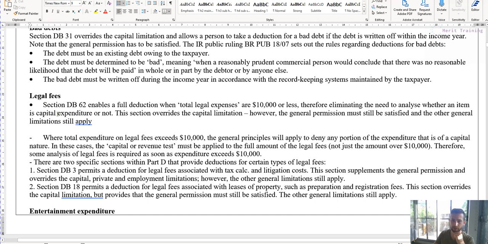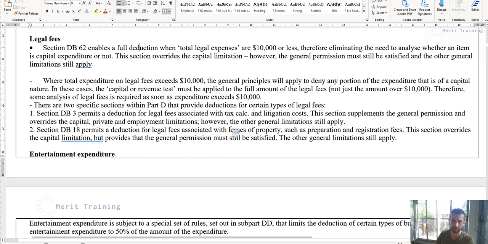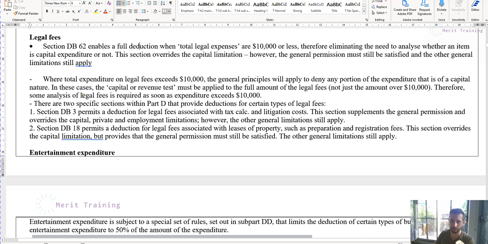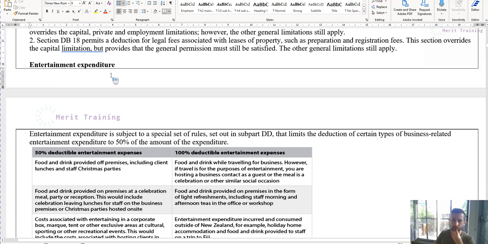Legal fees, probably the key consideration is, how much is it, first of all. So if it's less than $10,000, doesn't matter, you get a deduction. If it's greater than $10,000, then you need to start considering whether it's capital or not. If it's on revenue account, you get a deduction, but if it's on capital account, you don't get a deduction.